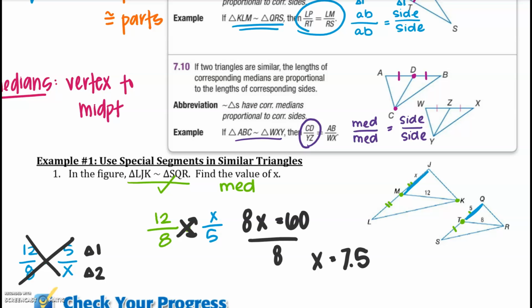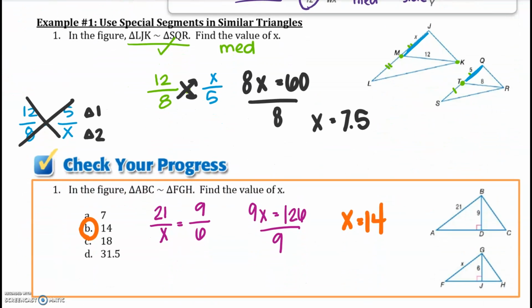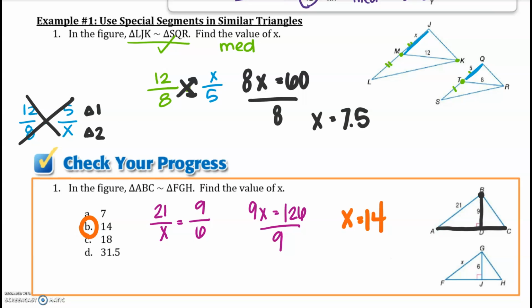All right, go ahead and stop this video. Check your progress real quick. Here's your answer, and notice that this is an altitude. It goes from the vertex and is perpendicular to your opposite side. Again, the same setup for your proportions can help you with that.